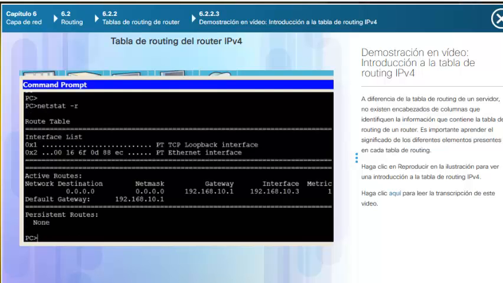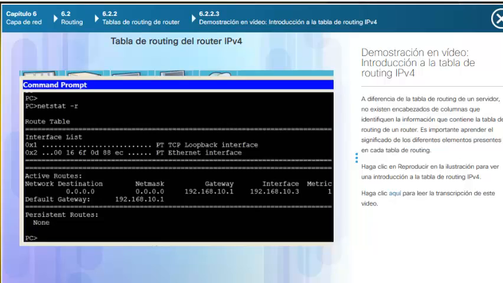Now this PC host routing table is a very simplified version of a routing table, and in reality, if it was a real PC, there would be many more entries. We can see that under active routes, there is one active route, and this is the default route. Our default gateway is located at 192.168.10.1. So there's one route, the default route.